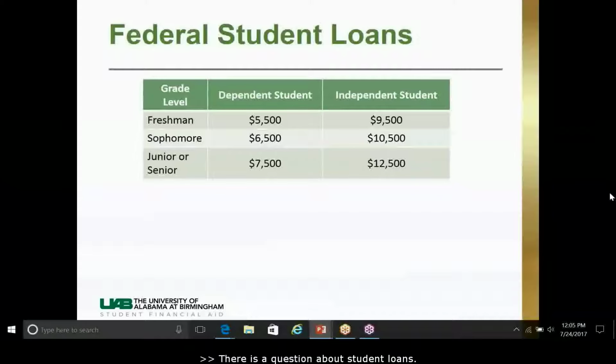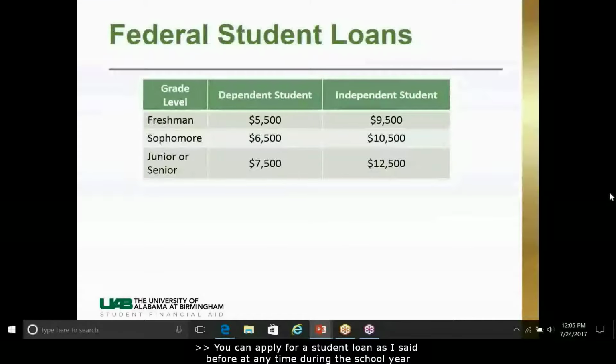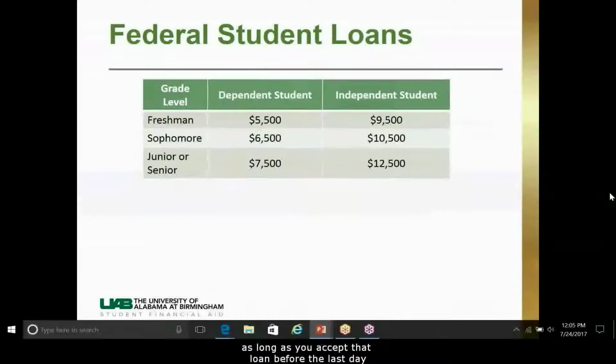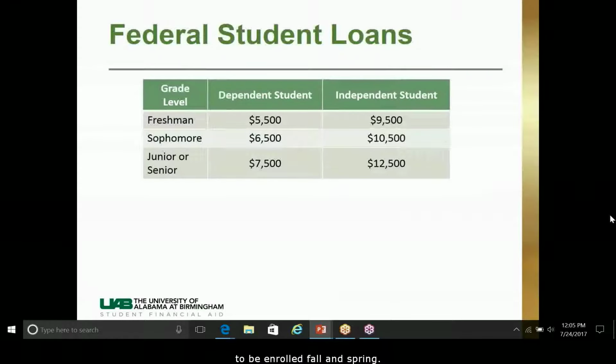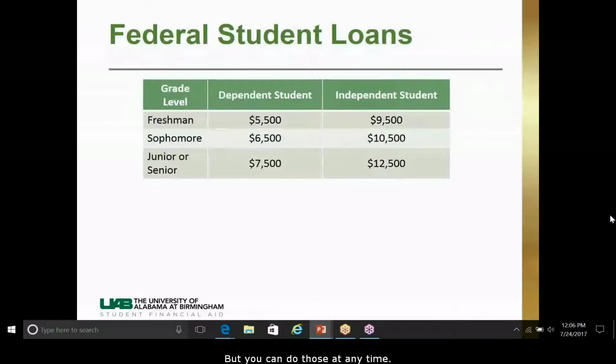There is a question about student loans. Can you apply for student loans at any time throughout the academic year, or do you need to secure those before the school year begins? No, you can apply for a student loan, as I said before, at any time during the school year, as long as you accept that loan before the last day of either the semester or the last day of the year. When I say the last day of the year, I'm assuming the student is going to be enrolled fall and spring. If you have a student that for some reason is only going to be enrolled in the fall and then they're not going to be here for the spring, it would have to be taken care of during the fall semester. And the student has to be enrolled. But you can do those at any time.